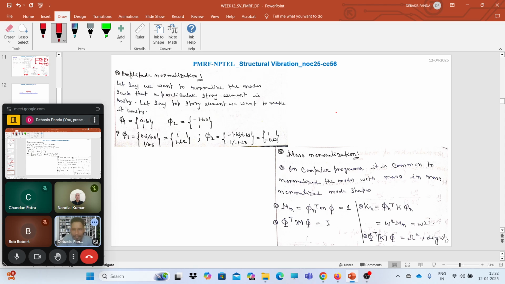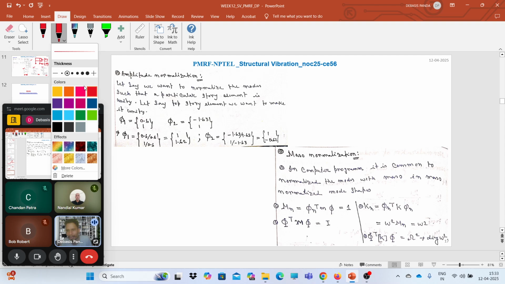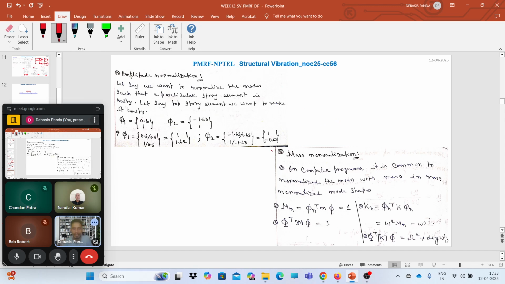Great. Now, we have seen the amplitude normalization also. For the amplitude normalization, as I have already said, for the last ordinate you just take one, equate it, and make the formulation. Amplitude normalization is not of much interest in engineering dynamics. Rather, mass normalization is a very important thing. How can we do the mass normalization?